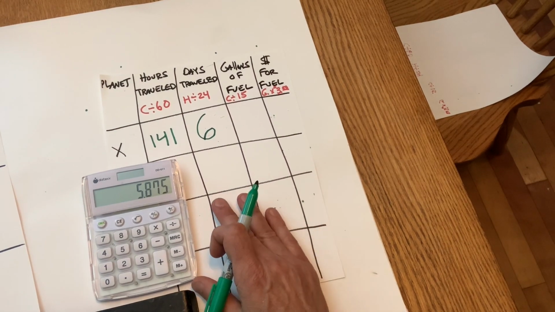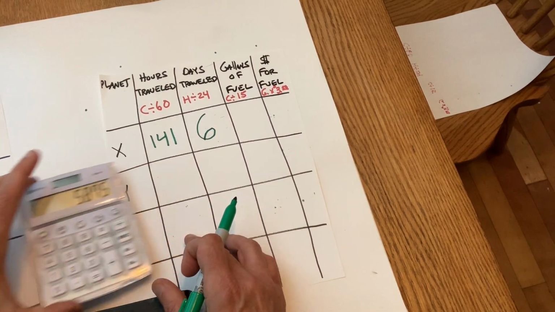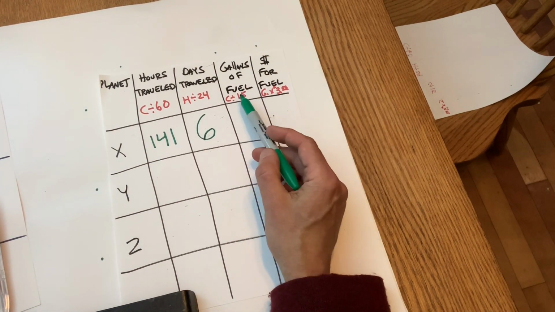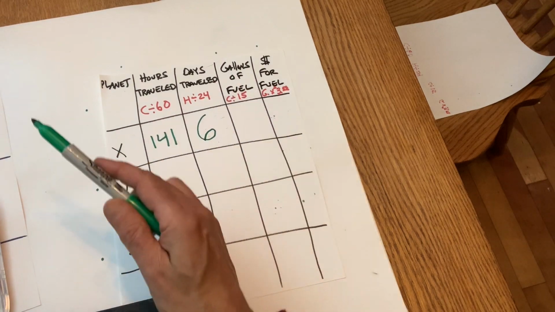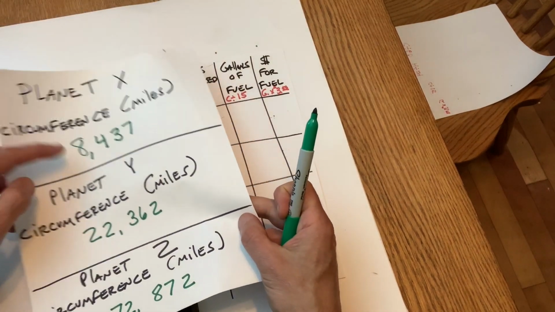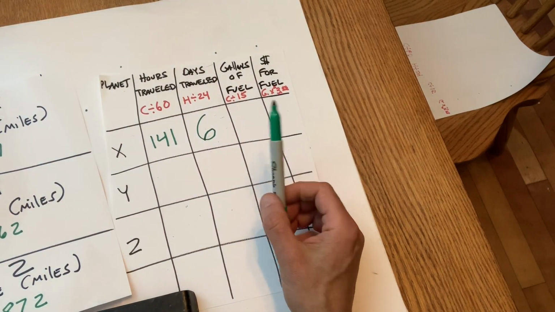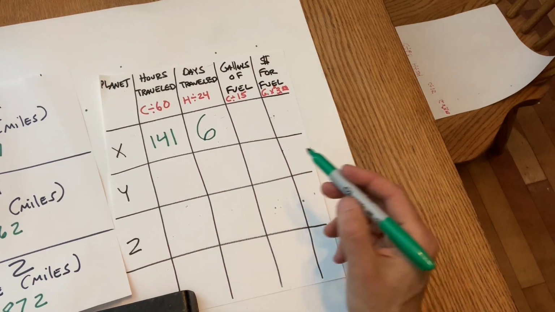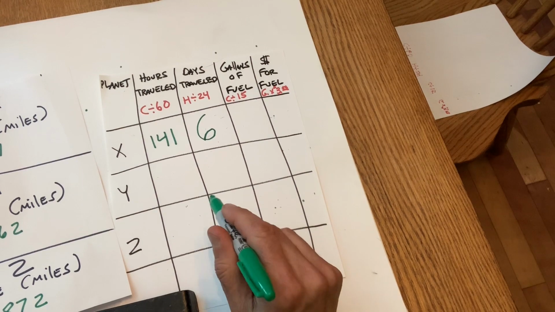How many gallons of fuel would it take to go around planet X? Well, to do that, you need to take the total miles again, which is their circumference number, and this time divide it by 15, because like I said, your vehicle can go 15 miles on 1 gallon.